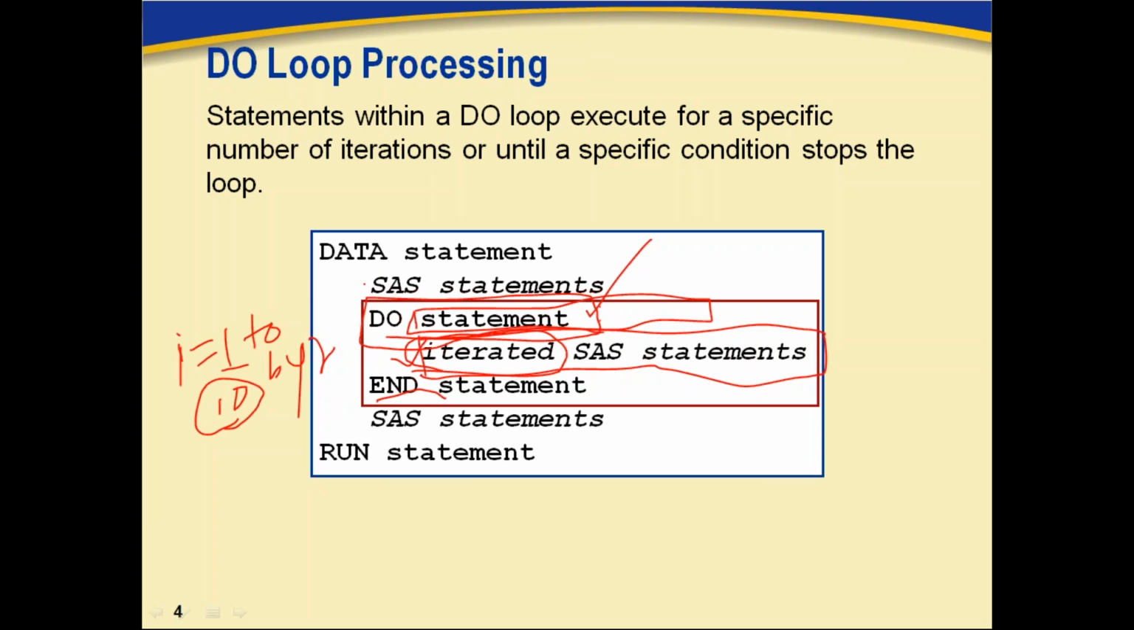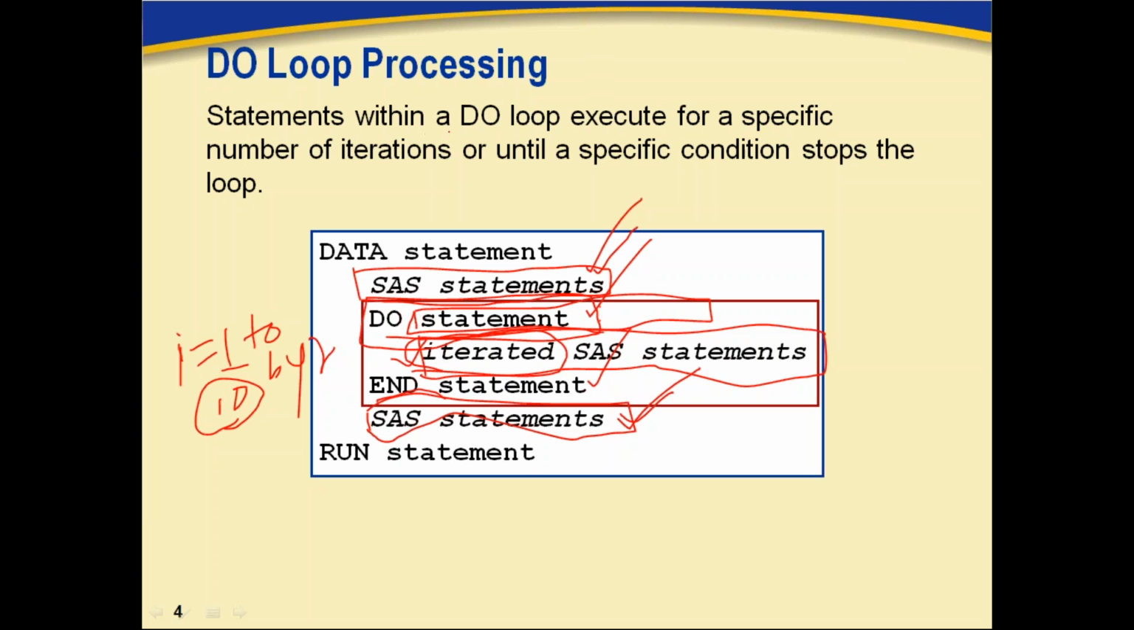And prior to the do statement, you can have SAS statements, and after the do statement, you can also have SAS statements. We'll see examples of when these SAS statements will run. For the time being, what you have to understand here is that prior to the do block or do loop, you can have SAS statements, and after the end statement also you can have any SAS statements.